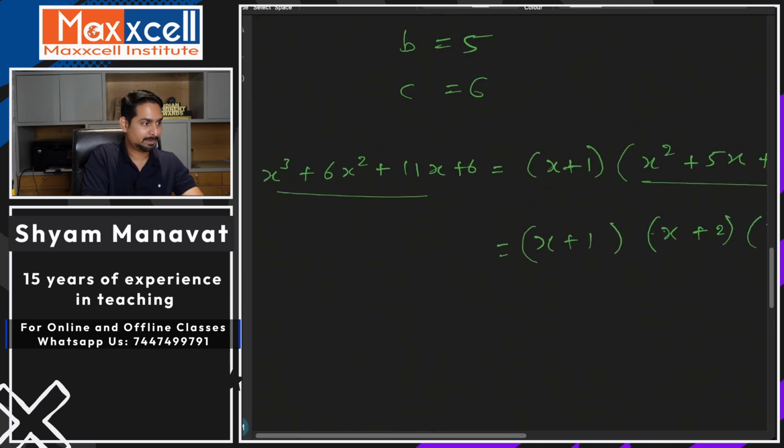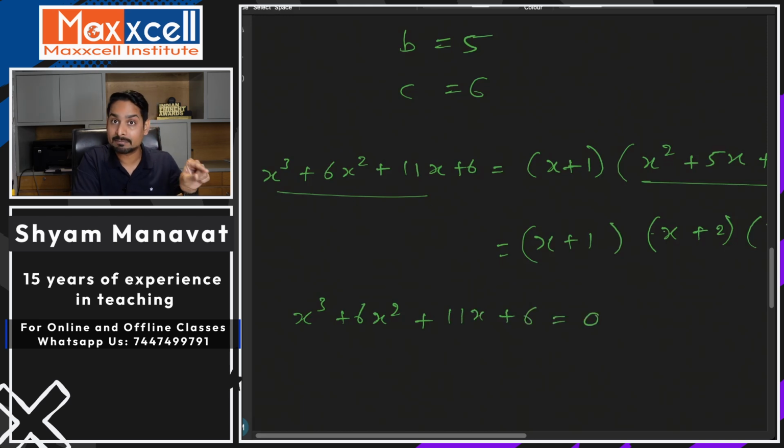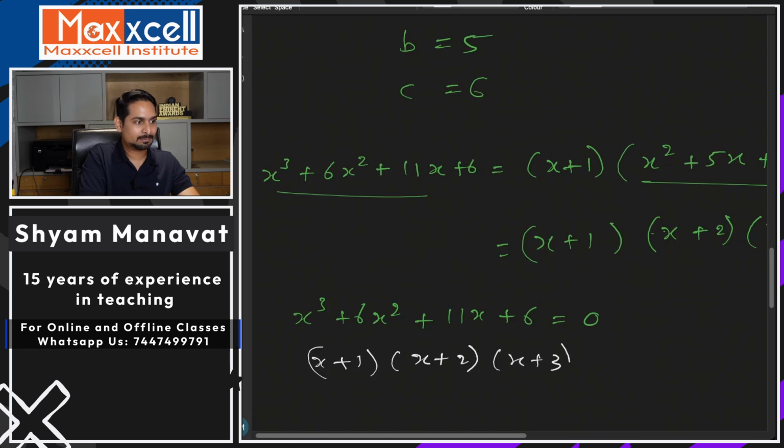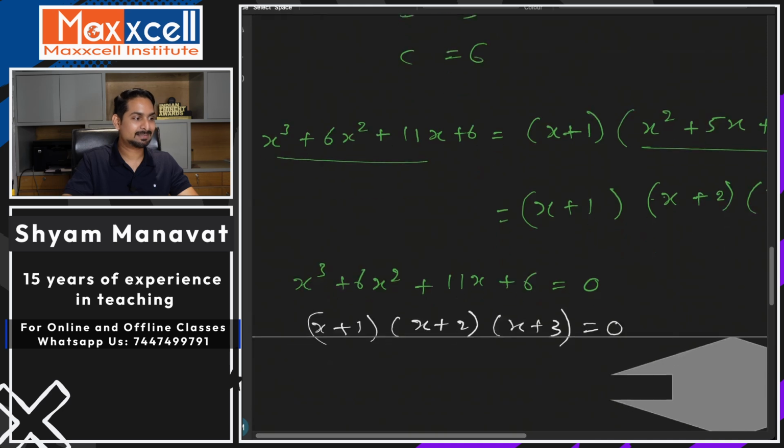What does it mean? It means if I say x cube plus 6x square plus 11x plus 6 equals 0, this is the given condition. This was the equation given, which we got equal to (x plus 1) into (x plus 2) into (x plus 3) equals 0. That means now I can see what the roots are.